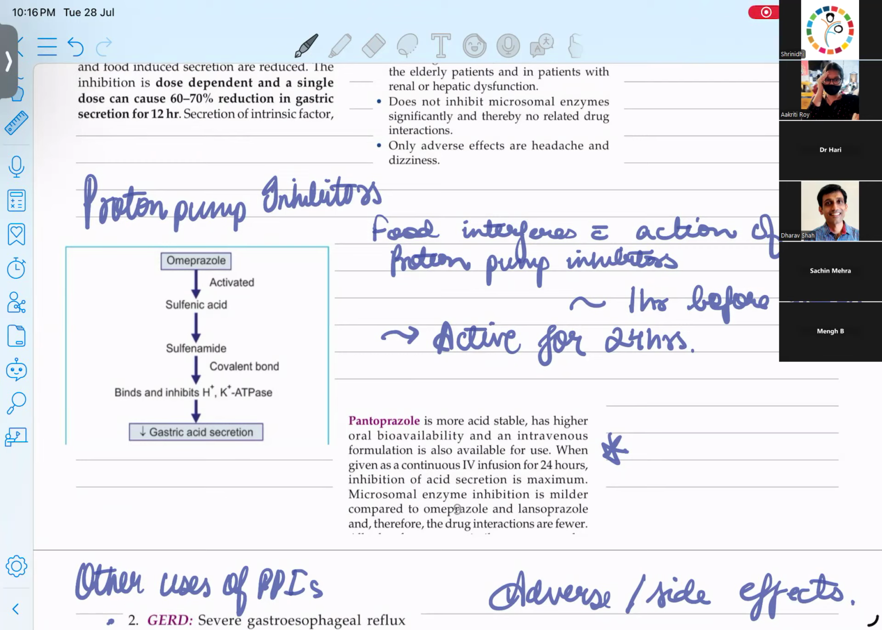So these are activated inside when they reach the GI tract, and then it converts into sulfenic acid, which again converts to sulfenamide. It forms covalent bond and binds and inhibits the H+/K+ ATPase pump and decreases the gastric acid secretion. While ranitidine action is for 12 hours, proton pump inhibitors, when taken 1 or half an hour before food, stay active for next 24 hours.